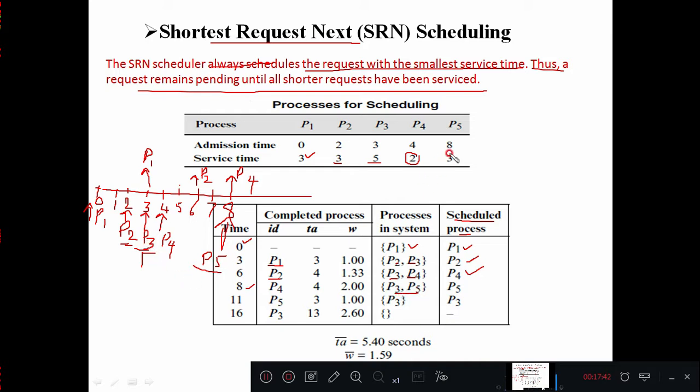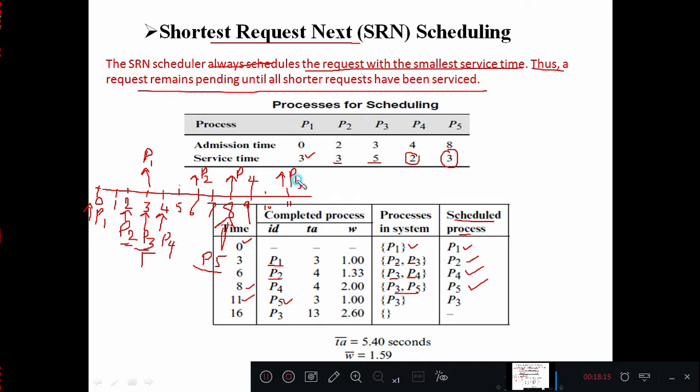So which process is scheduled next? It is P5, because P5 request time or service time is less compared to P3. So P5 is scheduled, and it will finish its execution after 3 seconds, that is 9, 10 and 11, right? So at 11, P5 will finish its execution. And now how many processes are available?